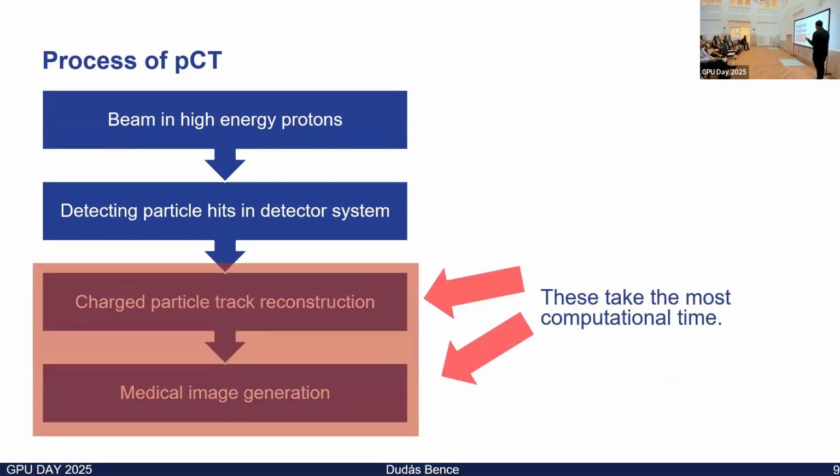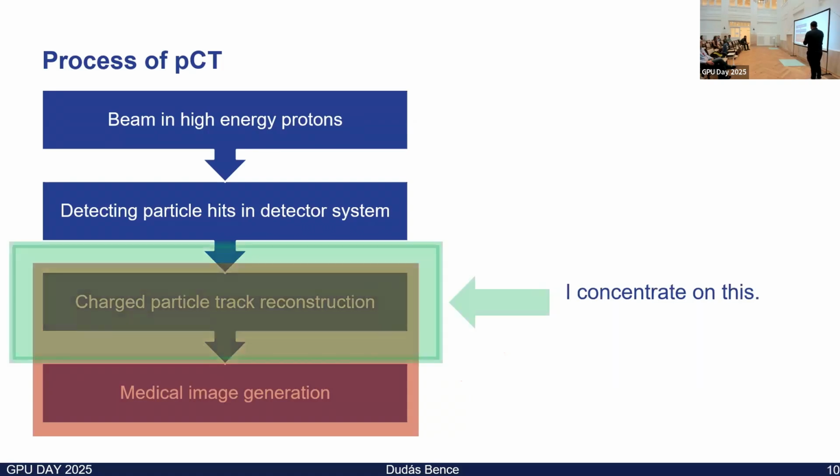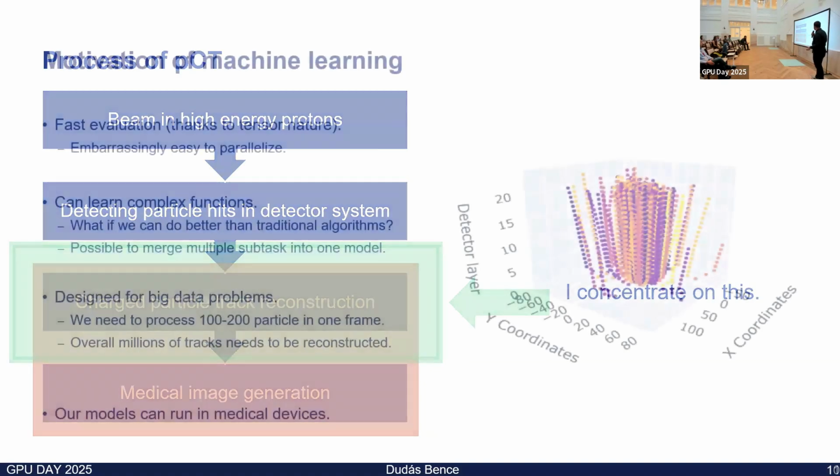Now, for this to be applied for medical reasons, we need to do it fast, because it's not good if the patient needs to wait days, weeks, or months to start the treatment. Technically, these are the two parts which are computationally heavy, eating the most computational time, because this is where we run the complicated software. My part is only concentrating on the track reconstruction and not the medical imaging. Jofi will talk about that in the next session.